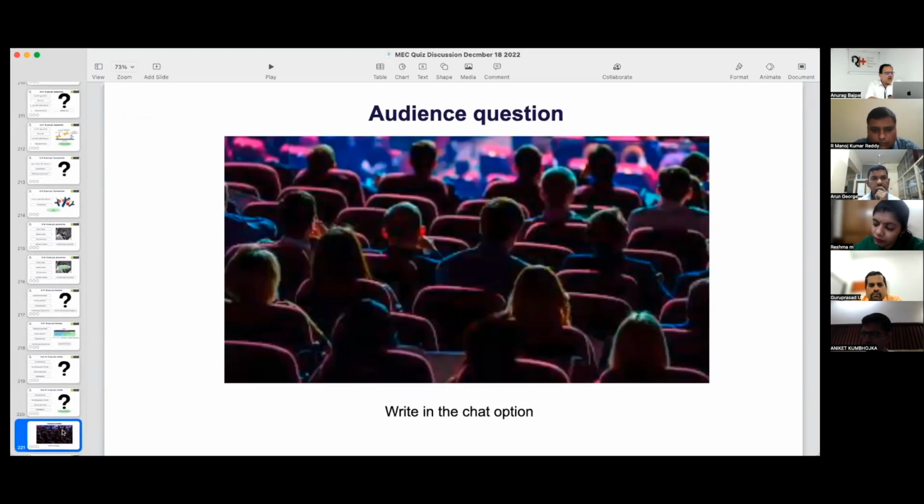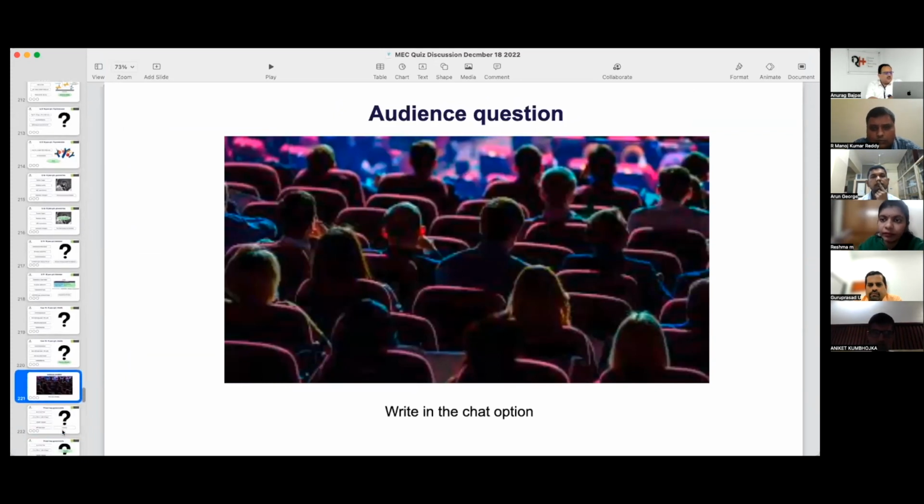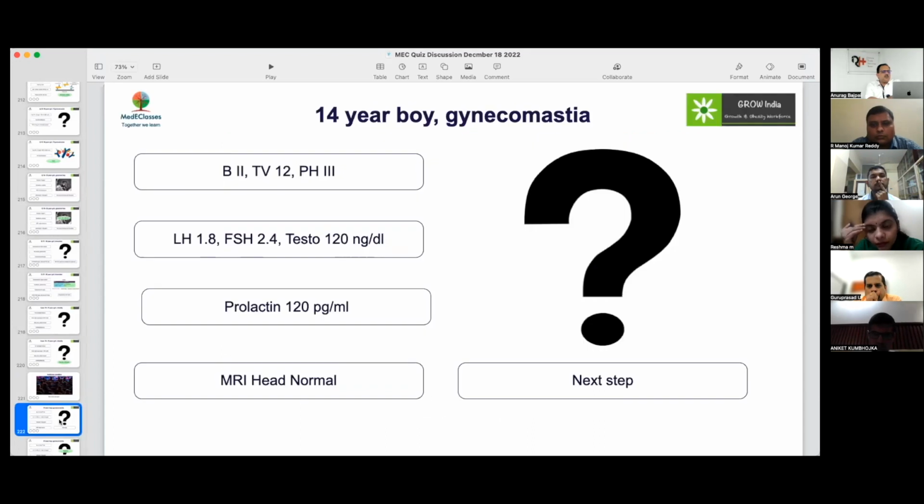So now, while we compile the question, we'll have the audience question. And again, you can write in the Q&A. The question is, a 14-year-old boy with gynecomastia. You have got stage 2 breast. Testicular volume is normal. Pubic hair is stage 3. LH, FSH and testosterone are normal. Prolactin is 120. MRI is normal. So again, we are continuing with the lab test. So what would you do in this scenario?